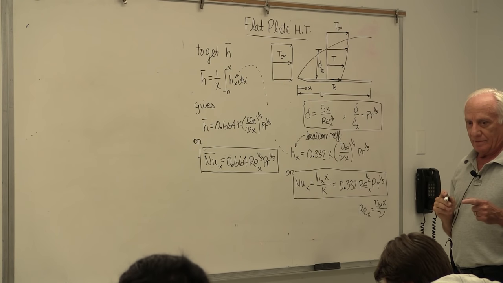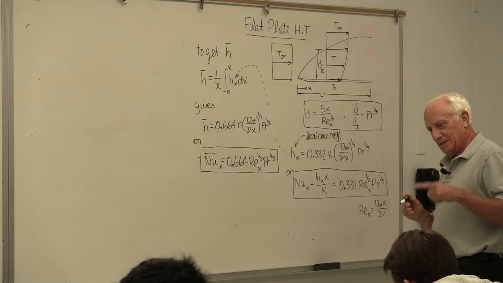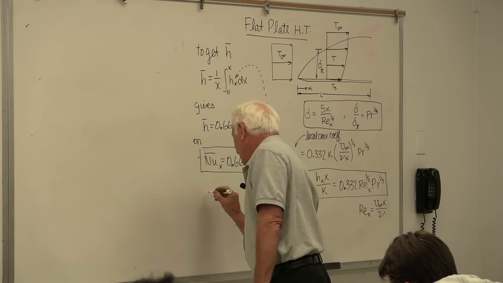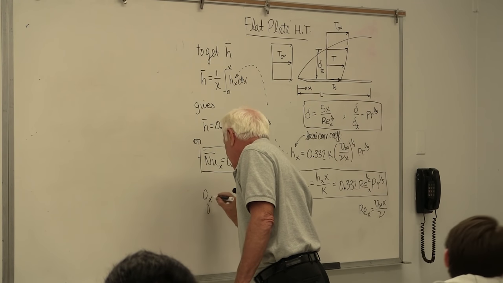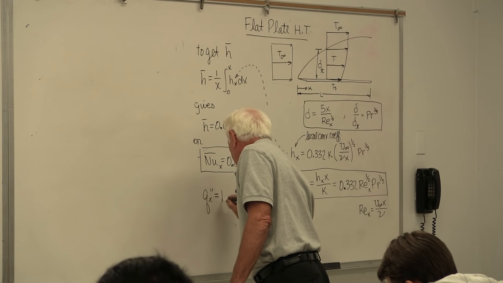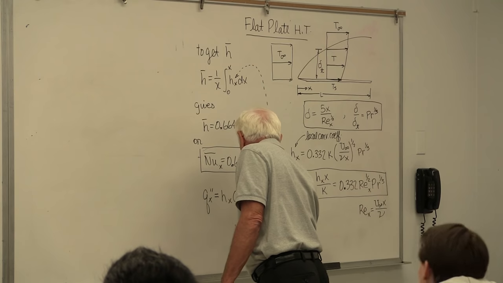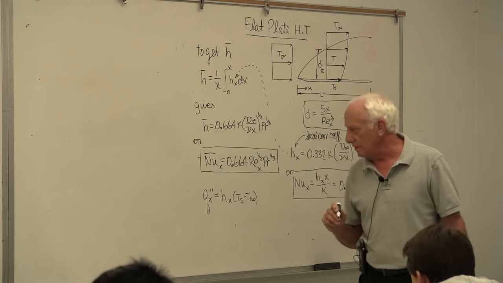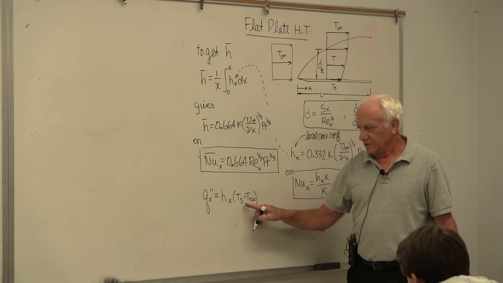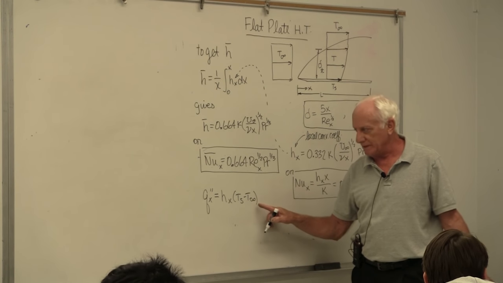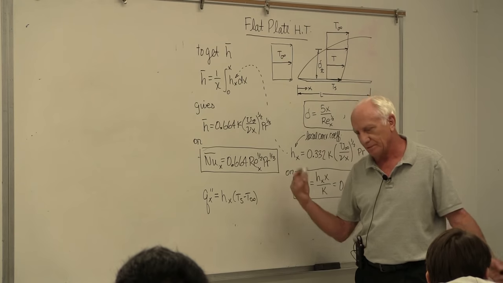Now, the object's not to get the Nusselt number, the object's to get the heat transfer, of course. This is ME415, heat transfer. So you want the heat transfer? q_x double prime equals h_x times (Ts minus T infinity). Newton's law of cooling, chapter 1. Assuming the surface temperature is higher than the free stream. If it's reversed, then flip-flop these two. Put the big number minus the small number.